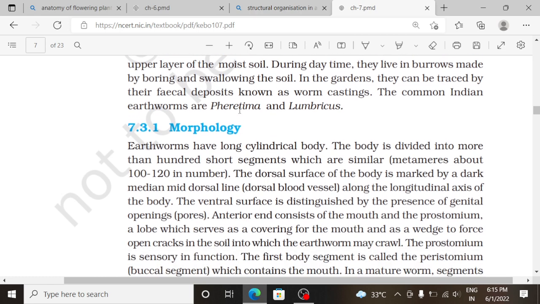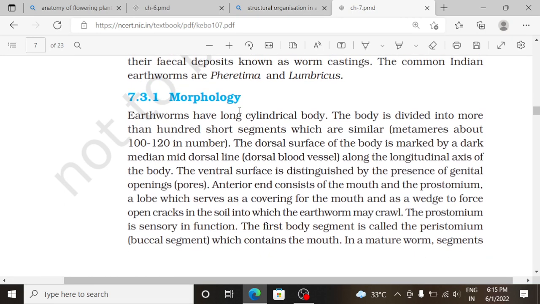We had studied one type of worm, Ascaris lumbricoides, which causes... I'm not remembering the disease, but Ascaris lumbricoides is the name of the worm which is causing intestinal diseases.